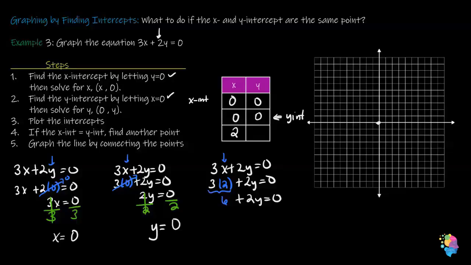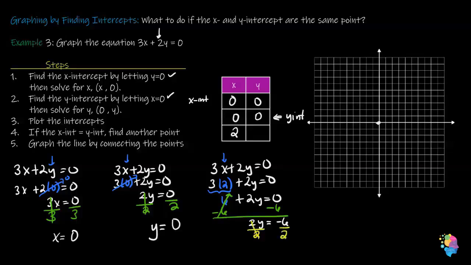The way we move a positive 6 is by subtracting 6 from both sides. So 6 minus 6 will go to 0, leaving me only with 2y. And on the right side, 0 minus 6 will be negative 6. Remember, we're not done. We need to divide by the coefficient of the variable. In this case it is 2. We divide both sides by 2.